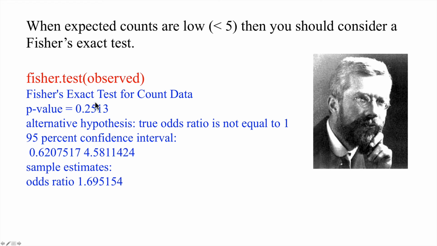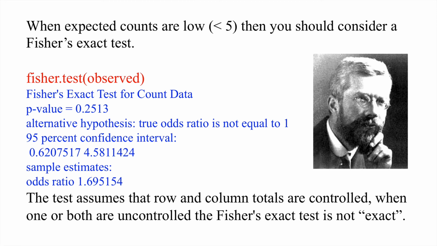No chi-squared value is computed or any test statistic compared with the chi-squared. Instead, we get an exact value for that significance. The test assumes that the row and column totals are controlled. And when one or both are not controlled by the experimenter, then Fisher's exact test is not really considered exact.